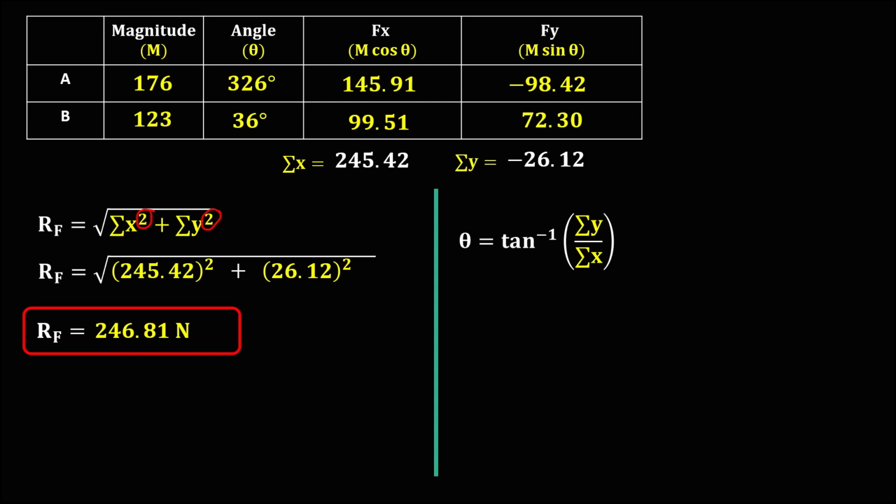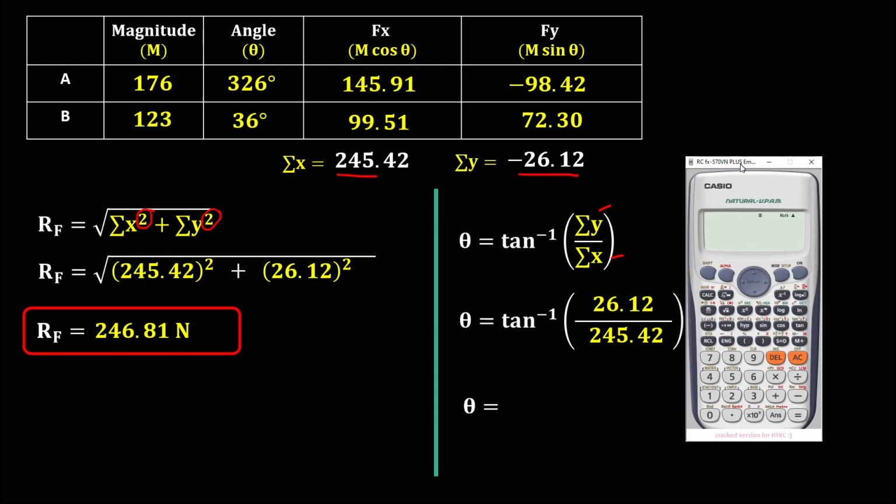Then this time we need to find the angle, so using this formula, theta equals inverse tangent the y component over the x component. Then substitute now the values. So again, we can ignore the negative. So for the summation of y, ignore the negative, so that's 26.12 over the summation of x, that's 245.42.